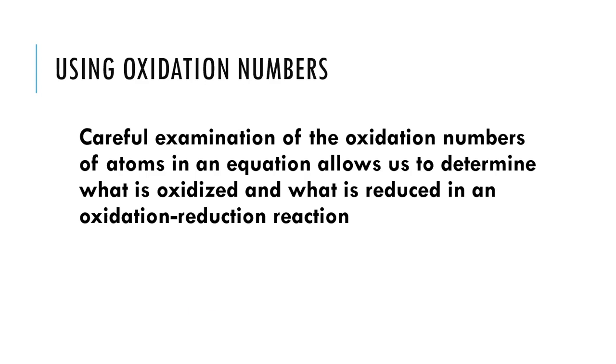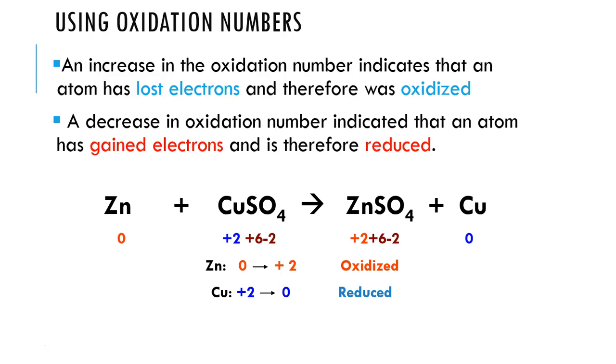Now we call it the oxidizing agent because it helps the other species become oxidized by accepting its lost electrons. Alright, so if we use the oxidation numbers and look at the change in oxidation state from one side of the equation to the other, we can see which species is oxidized or reduced. So an increase in the oxidation number indicates that an atom has lost electrons and was therefore oxidized. So if you see the oxidation state become more positive, that means that species was oxidized. A decrease in the oxidation number indicates that an atom has gained electrons and was therefore reduced. So if you see the oxidation state become more negative, you can say that that species was reduced.